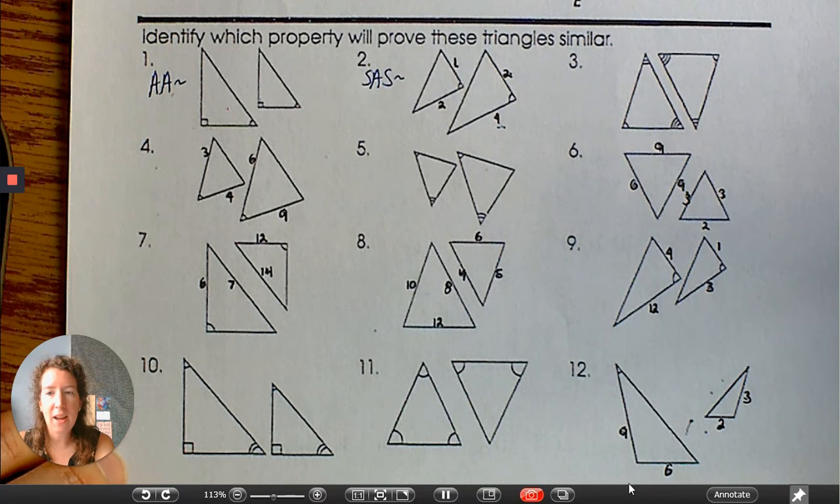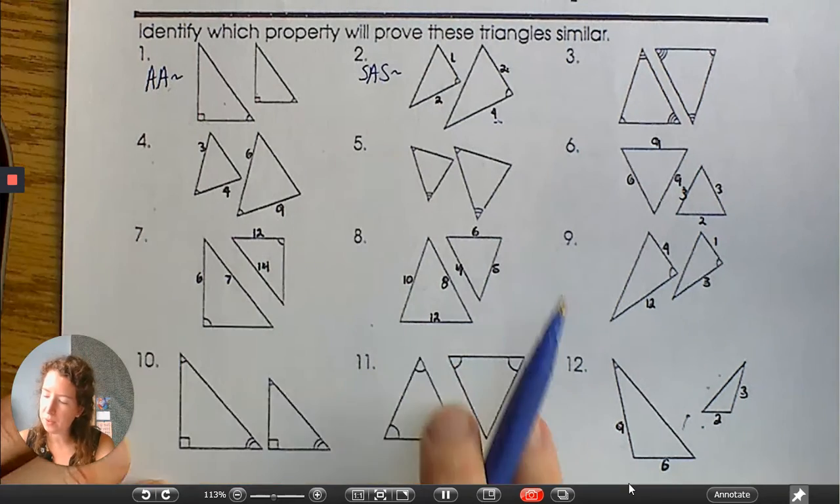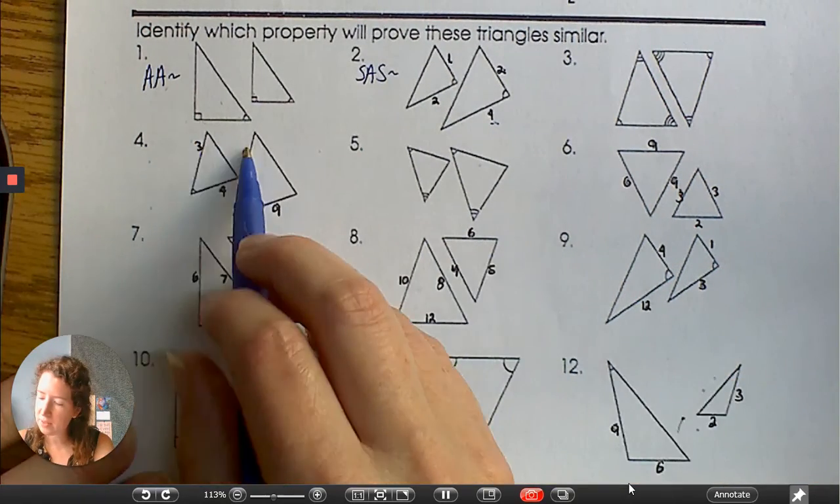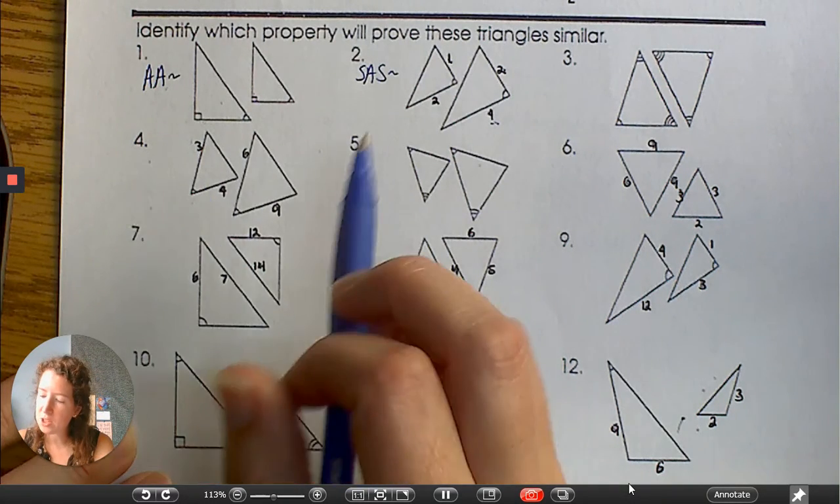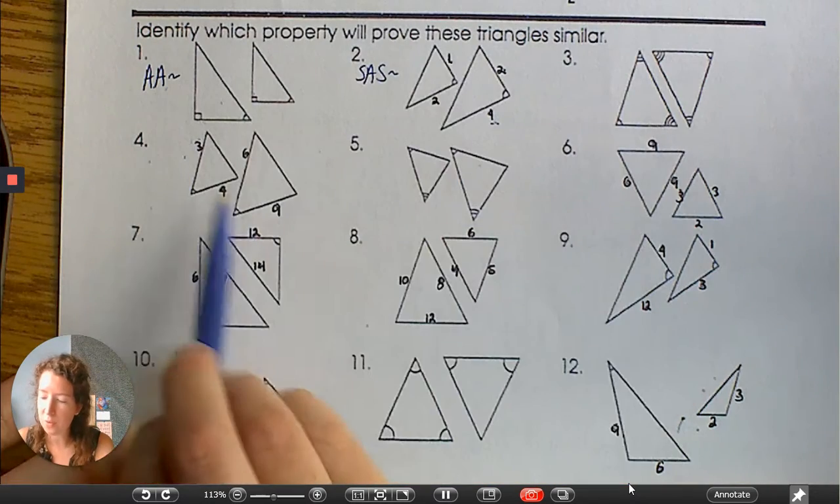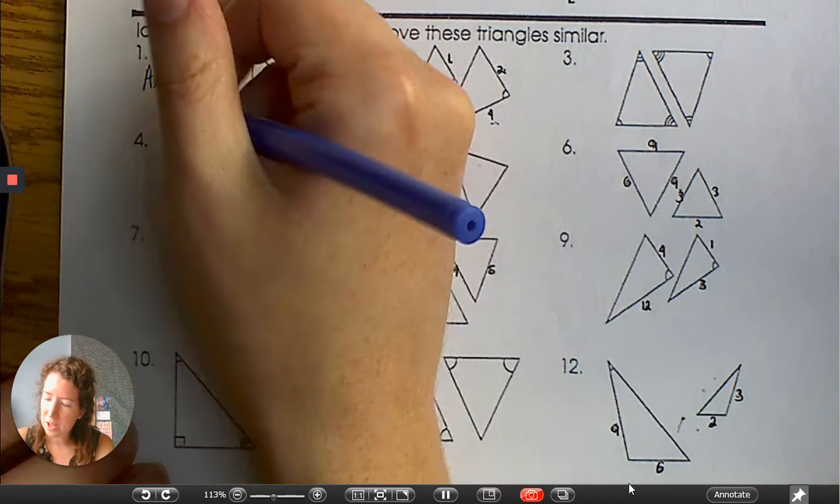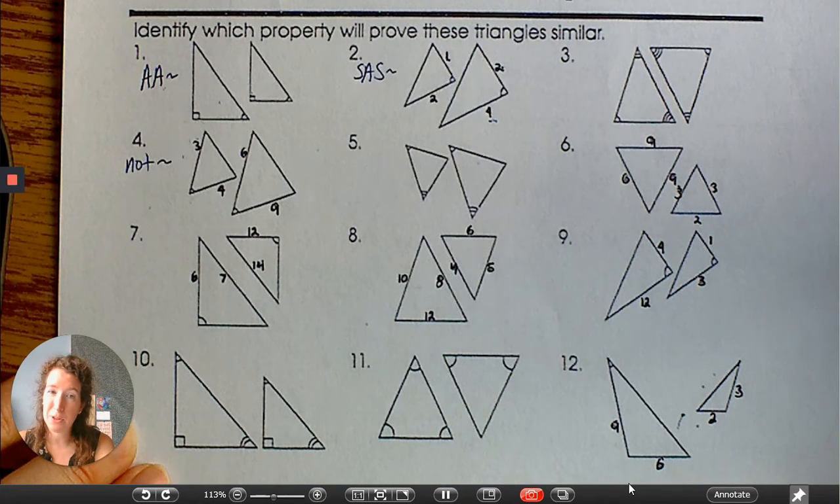Let's look at maybe number 4 right here. We again have two pairs of sides and a pair of angles. The angles are between the sides. So let's check. Is 3 over 6 the same as 4 over 9? Well, 3 over 6 is 1/2. Is 4 over 9 1/2? It's not. So for number 4, unfortunately, they are not similar.